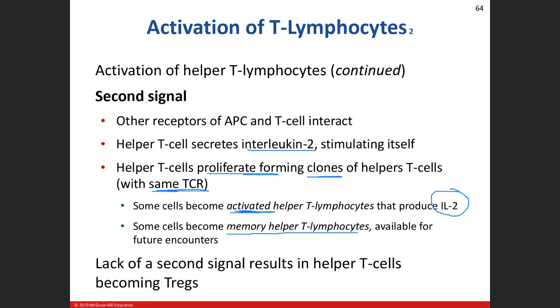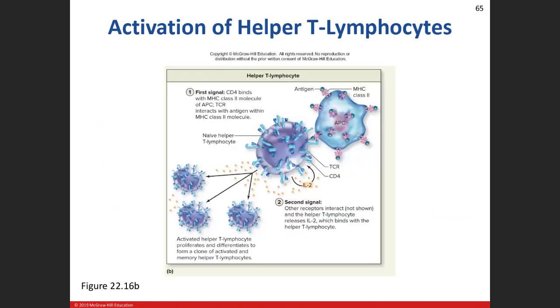So I'm going to show you a picture here on this next page that really pulls it together nicely. I love this picture here. So you can see, here's our helper T cell, and here's the antigen presenting cell. And here you can see it's presenting all of these antigens on the MHC class II molecules. And so they can only bind with helper T cells.